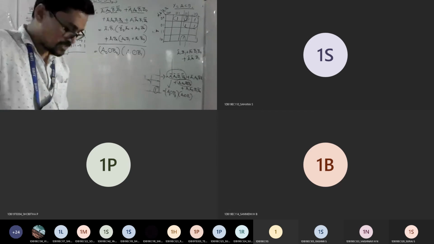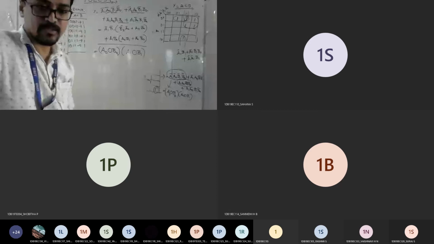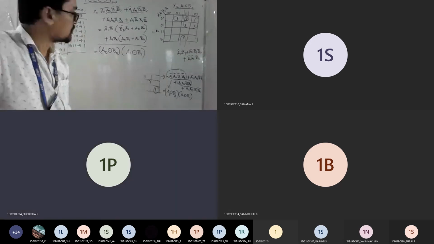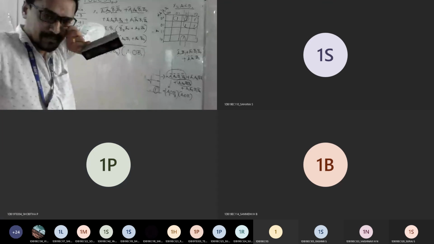Come on, yaar. Boolean expression simplification. Why are you struggling so much? I have written the answer also. I just wanted to verify. So do you want whole bar or is it as it is?